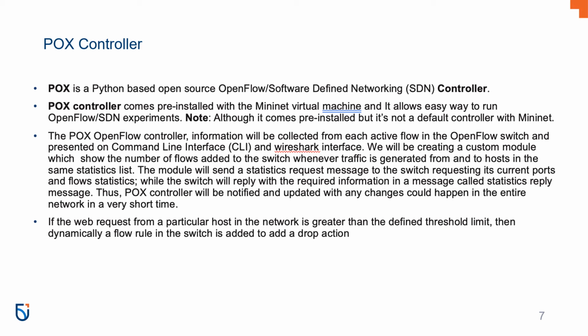Based on the threshold we've already set, once any web request flow hits that particular threshold, the controller automatically generates a rule and adds it to the switch with a drop action, and this automatically drops that particular flow while allowing other flows to go through. My colleague Rokia will continue with the demonstration, which we will all see.